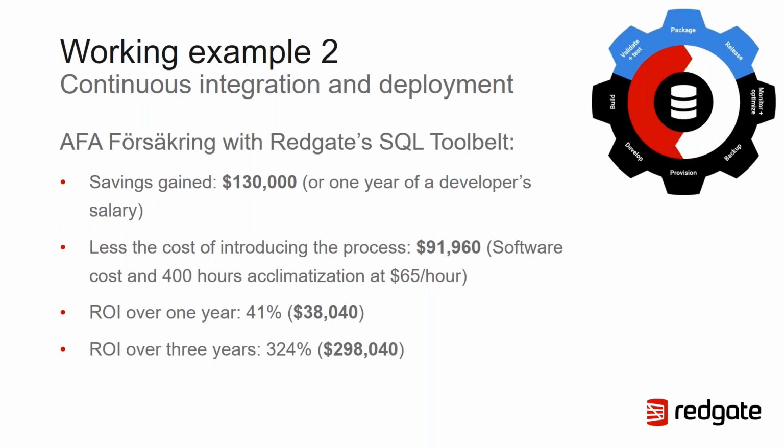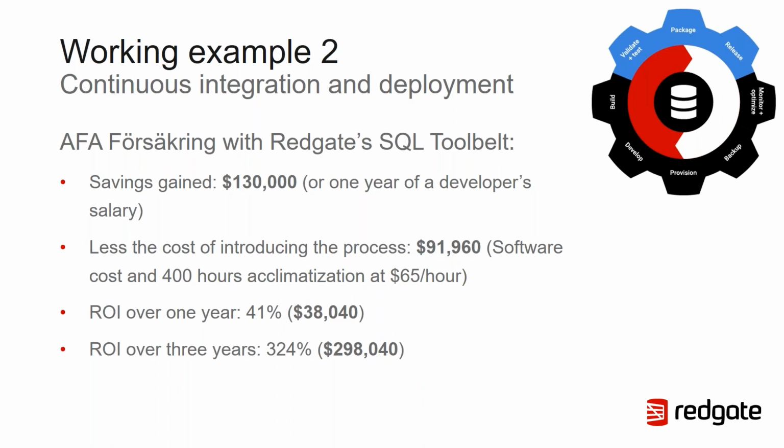So after provisioning, we spoke about continuous integration and deployment, so that we could automate the testing of database changes and find those problems earlier. A really good example of this is a major insurance company, AFSA Fossakring, and they chose Redgate SQL Toolbelt to replace its manual database deployment process and introduce automation to a development team that was about 20 strong in the first instance, and then this rolled out across the organization further.